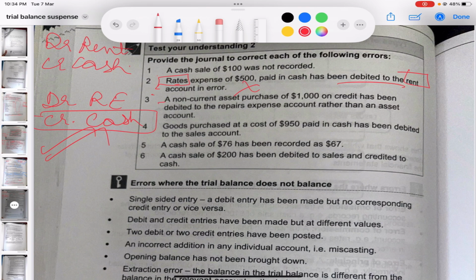A non-current asset purchase of 1000 on credit has been debited to the repairs expense account rather than an asset account. Okay. Now, without making the table, try to do it logically. A non-current asset purchase on credit. What should be the correct entry according to you? What should be the entry? Debit non-current asset, credit payables 1000. Right.